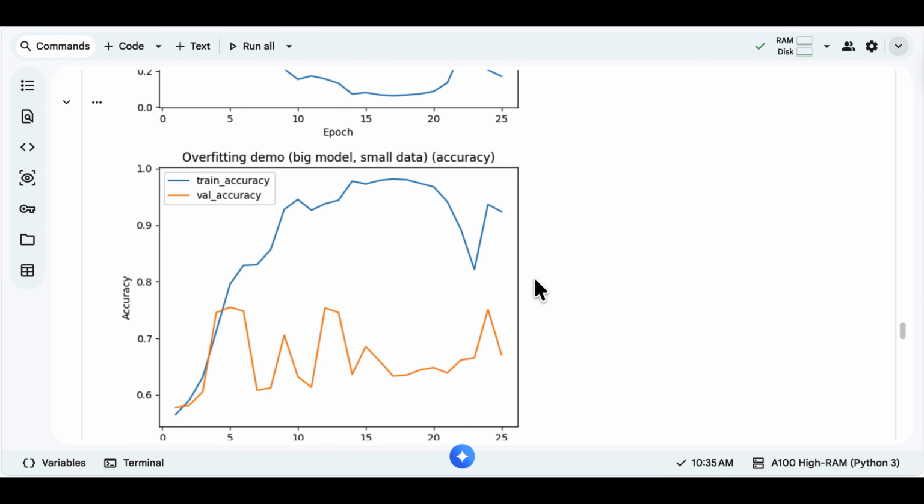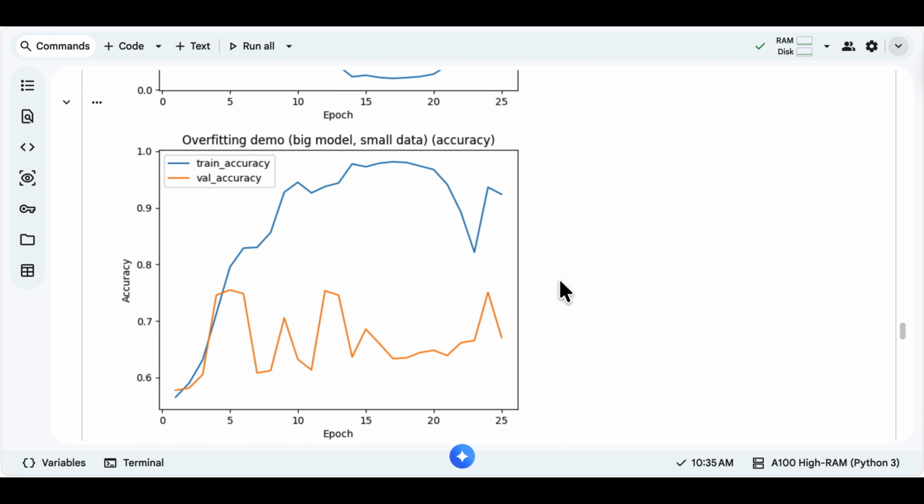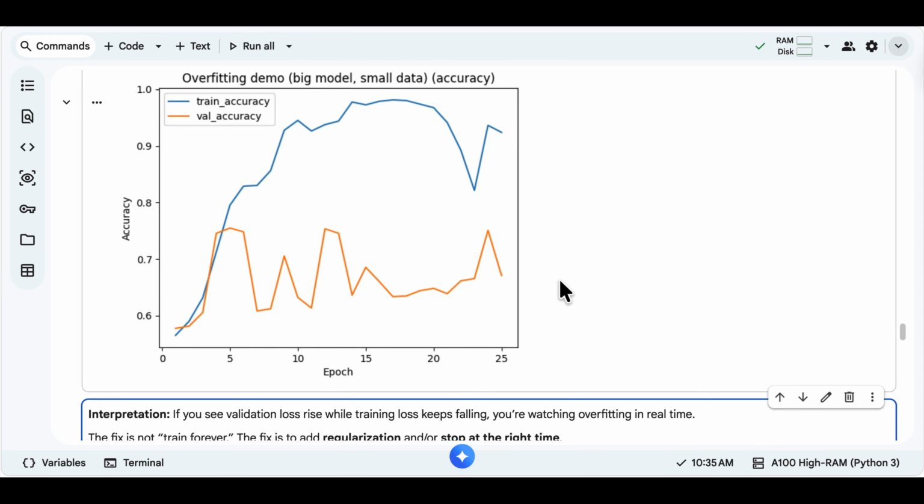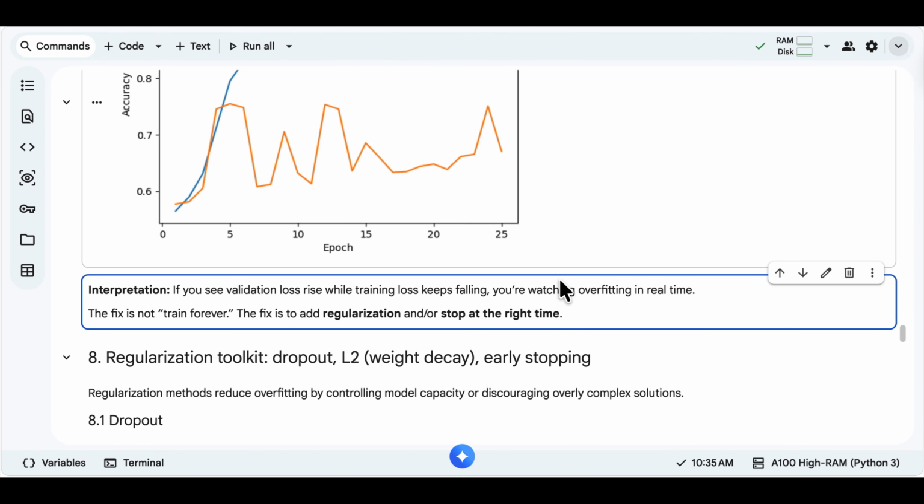But validation loss becomes unstable and often rises, while validation accuracy jumps around in the mid 0.6 to mid 0.7 range. The model has enough capacity to memorize the small training set, but not enough discipline to generalize well. This short interpretation says exactly what we should learn from the curves. If validation loss rises while training loss keeps falling, more training is not the solution. The model needs regularization, earlier stopping, or both. In other words, we need guardrails, not blind persistence.